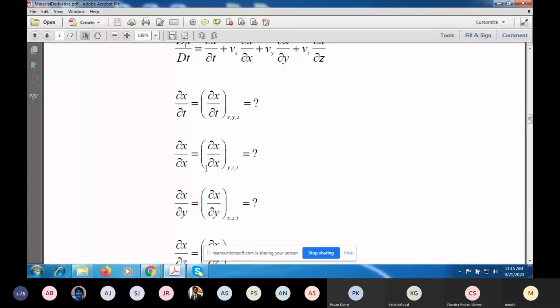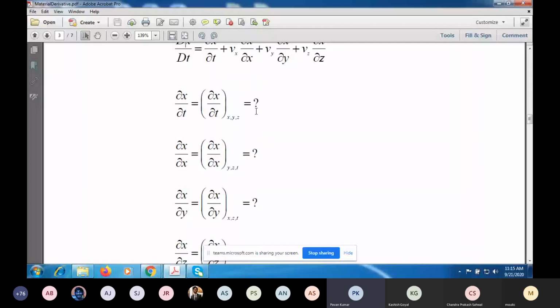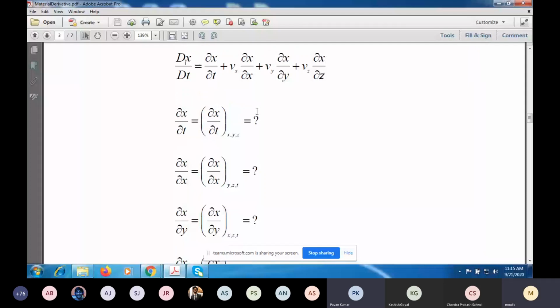Alright, so we need to know what all these partial derivatives are: del x del t, del x del x, del x del y, and del x del z. Okay. Hello, sir. Yeah. Sir, so if the coordinate frame moves with some velocity vx, then the partial derivative of x with respect to t will not be equal to 0.